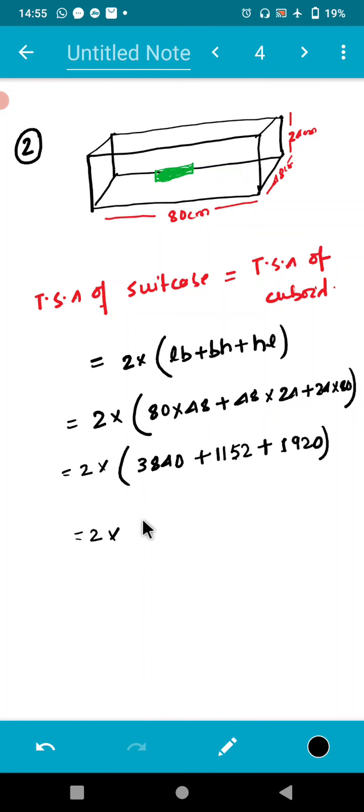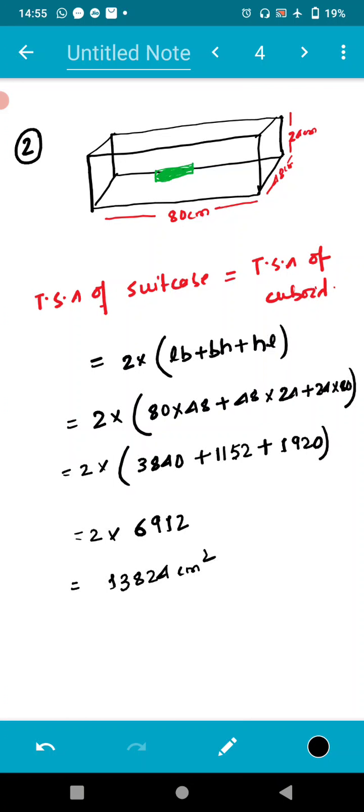Now, if you add all this, the total sum would be 6912. Now multiply 2 and 6912, and the required product will be 13824 centimeter square. Okay. So this is the total area of the suitcase.